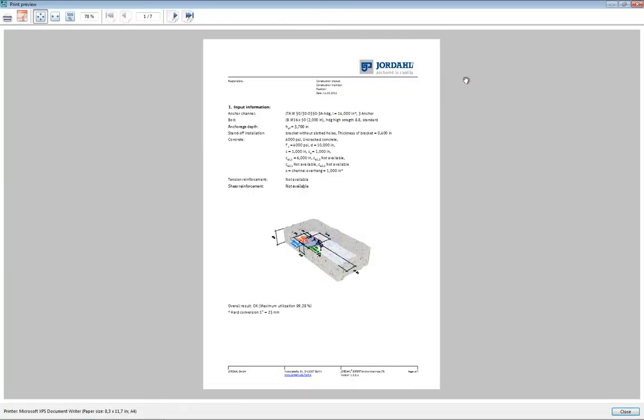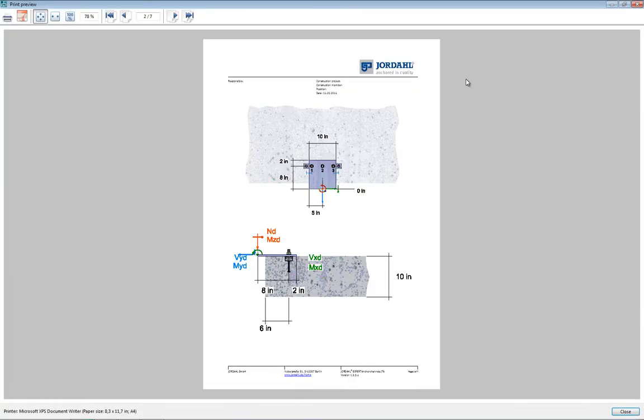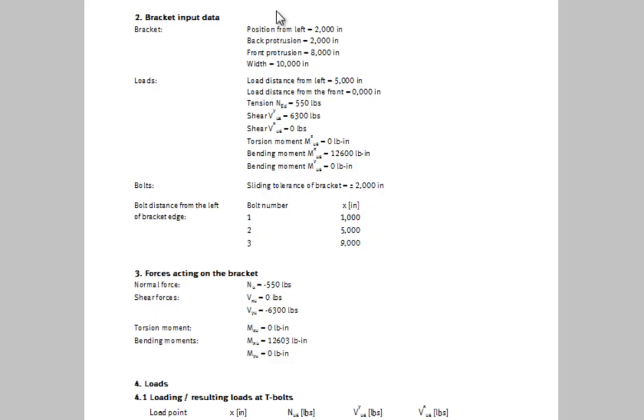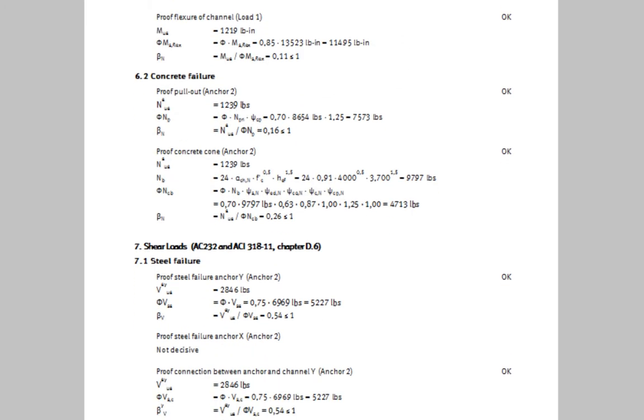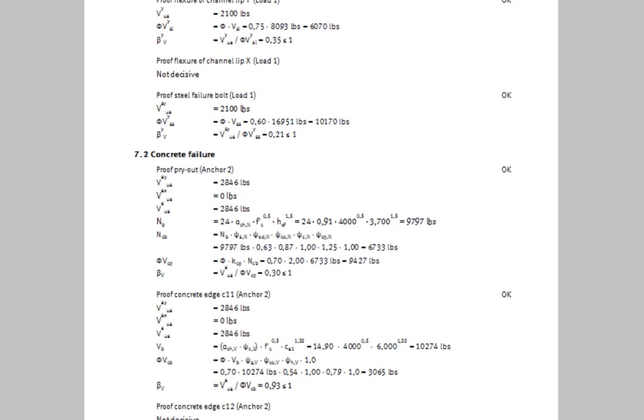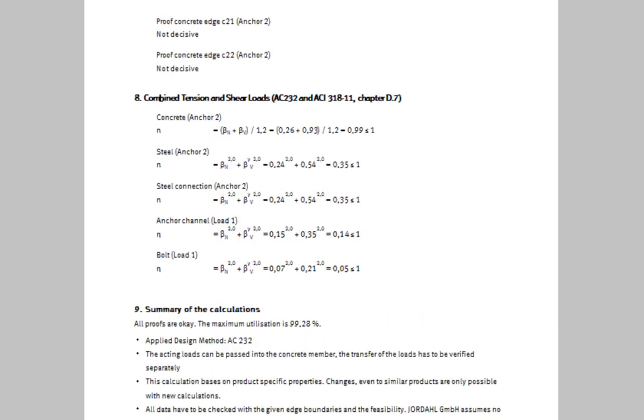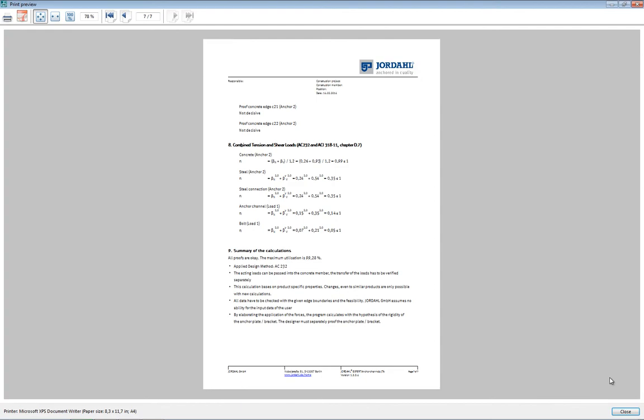The input data for the bracket and the calculated loads on each T-bolt are displayed on the third page. Then the pressure point of the bracket on the concrete surface is shown. In order to document the results, this output report is integrated in the structural analyses of the building as a whole and may be submitted for examination.